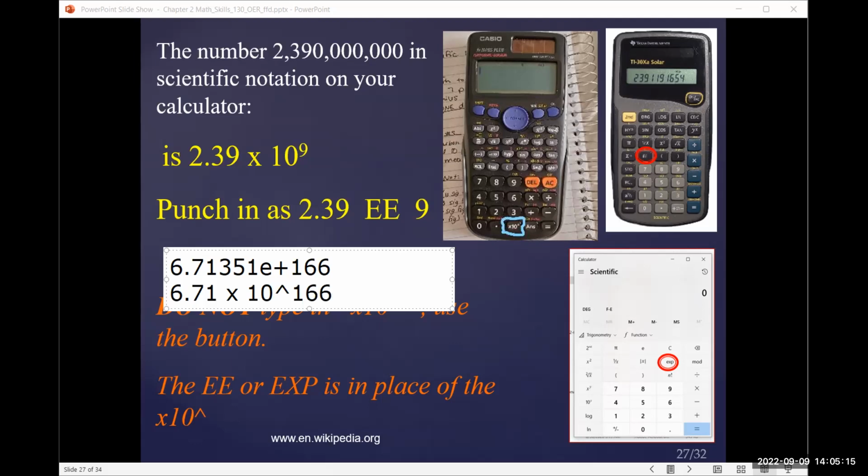Now the answer in the calculator is in scientific notation, and that's what you would present your number as: 6.71 times 10, and then the caret tells you that's a superscript, and the exponent is 166. Again, the caret is the shift 6 button.